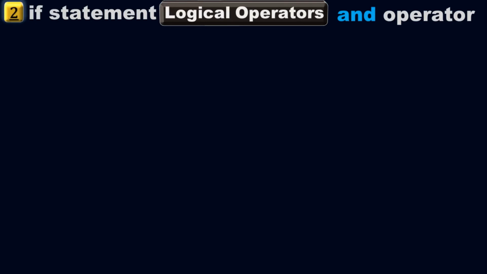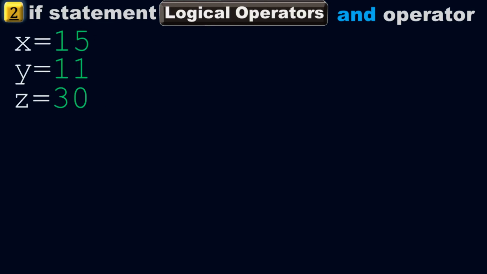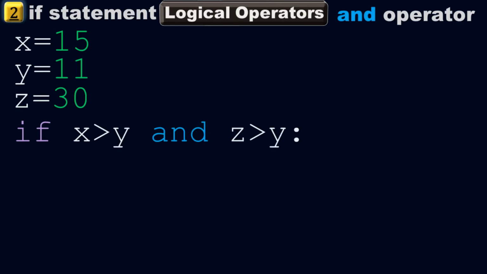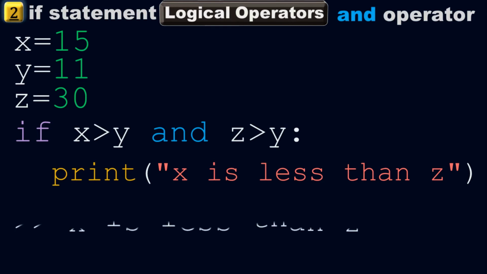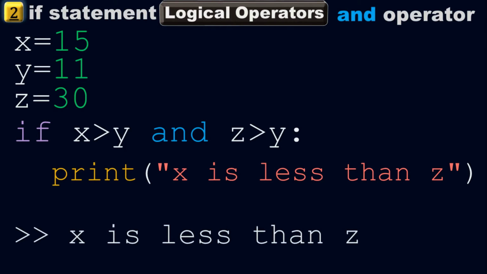Example number 2. x equals 15, y equals 11, z equals 30. If x is greater than y and z is greater than y, then print x is less than z. When you run the program, you will get x is less than z. This is the second example of the AND operator with the if statement.